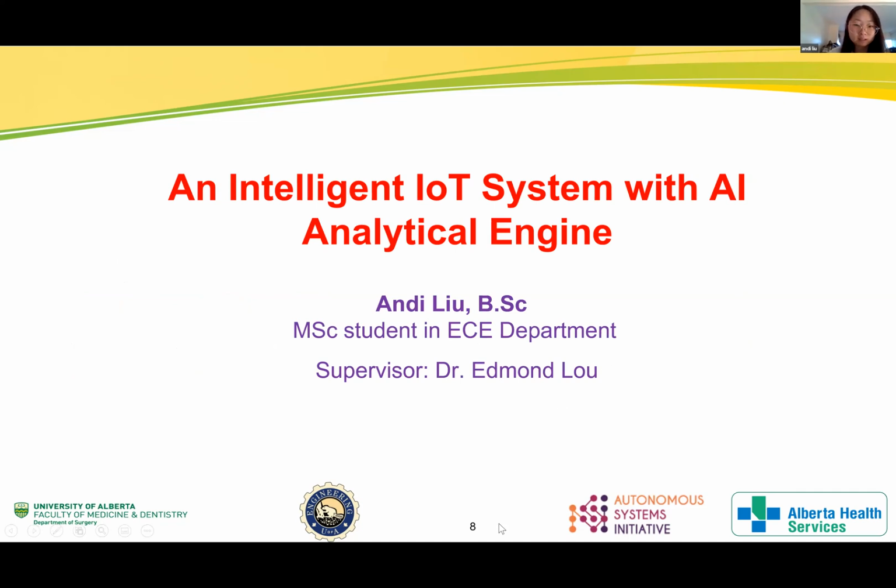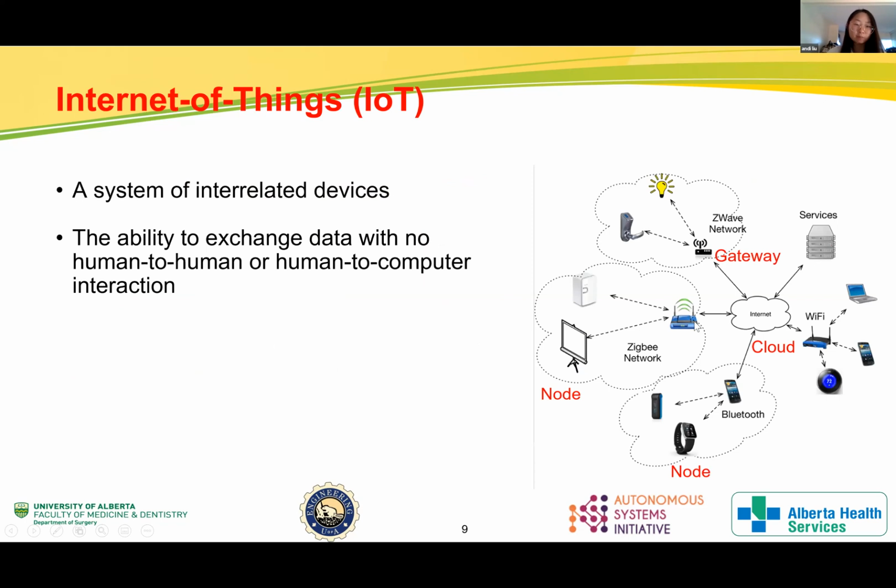So my name is Andi, and I'm from electrical and computer engineering, and I'm going to talk about an intelligent IoT system with an artificial intelligence analytical engine. So let's start with IoT. IoT is a system of interrelated devices with the ability to exchange data wirelessly with no human-to-human or human-to-computer interactions. Using an IoT system avoids the cost of massive cabling and cable installation.